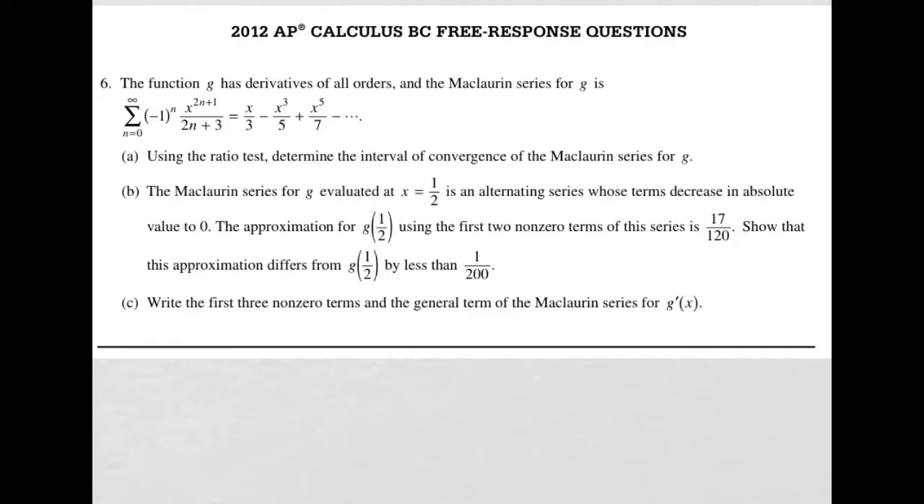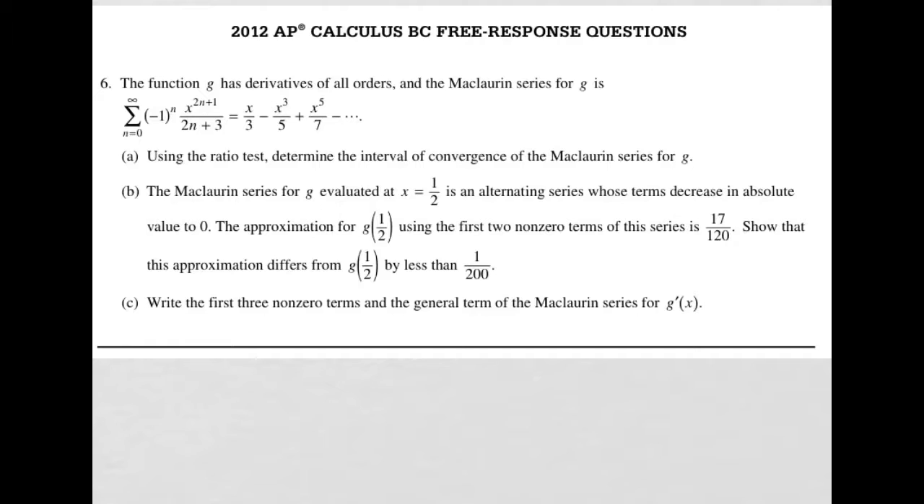What does part B say? It says the Maclaurin series for G evaluated at x equals 1/2 is an alternating series whose terms decrease in absolute value to 0. Okay, great. That is great. The approximation for G.